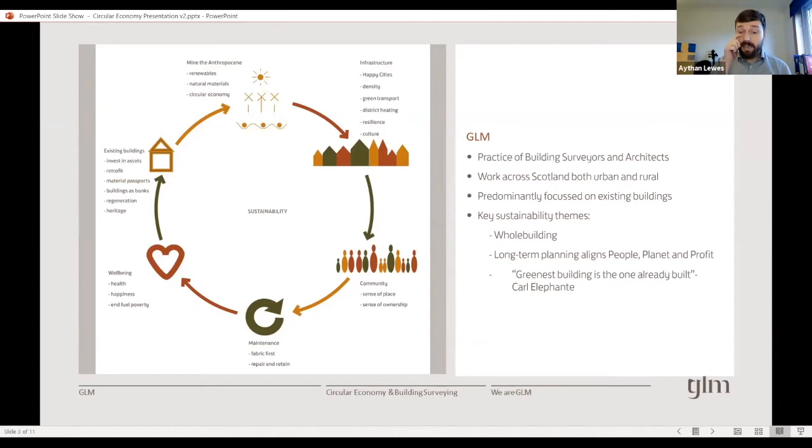As for me, my name is Aythan Lewes, as Mine said. I'm a chartered building surveyor. I'm a director of GLM, and I've spent my career working between Scotland and Ireland. GLM work on capital projects and maintenance activities. I've decided to focus today on the maintenance side of things, and that'll keep me away from the sorts of things that I think Lily will be presenting on later. We do work with Narrows quite a bit and deliver a lot of great capital projects, but it's our work with the buildings in use I'll focus on today.